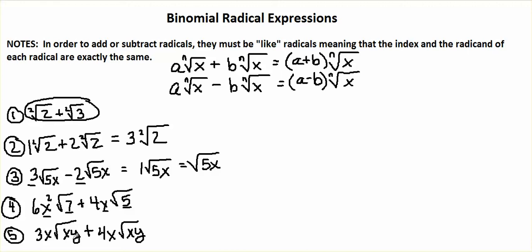So our last example, let's take a look at the radical first. The index of our radical is a square root, so it's 2, and our index here, since it's a square root, is 2. What's under the radical is exactly the same, so our radicals are like radicals. Let's take a look at our variables on the outside. We have an x and we have an x, so our variables on the outside are exactly the same. So now we can add our numbers. 3 plus 4 is 7. We have 7x radical xy.